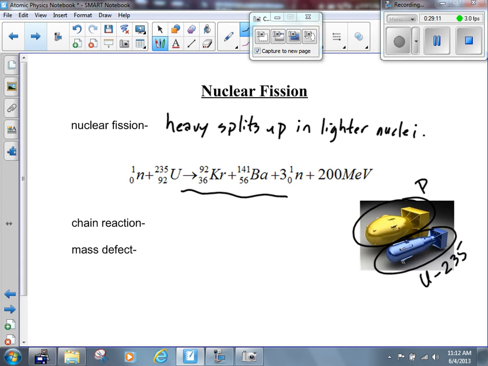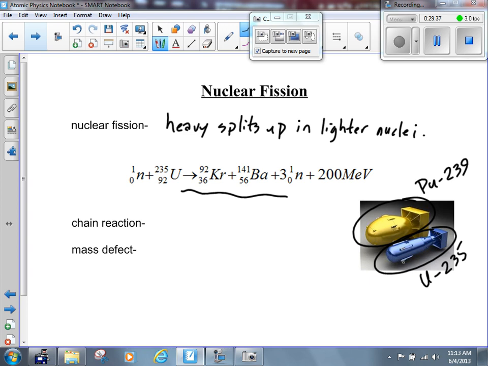P-U? P-T? Okay. Somebody check your periodic table for that. Plutonium, yeah. I think it might be Pu. Pu. Yeah, I thought it was. Plutonium-239.